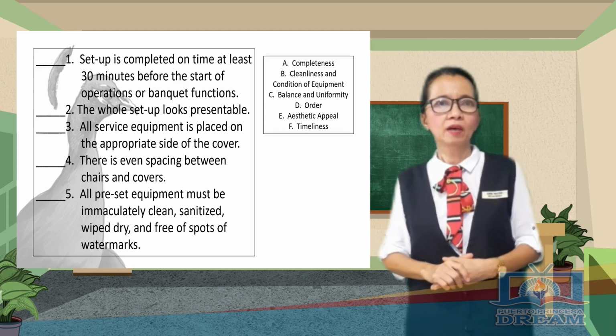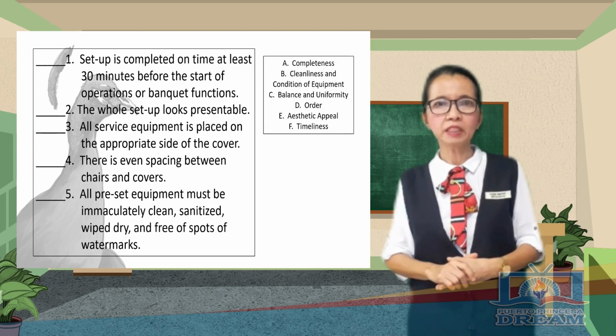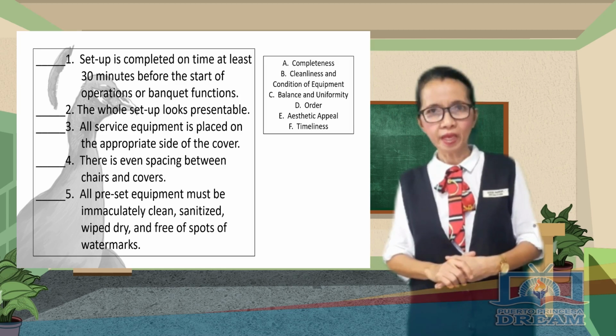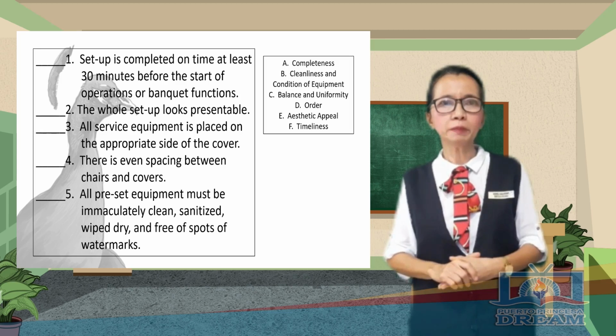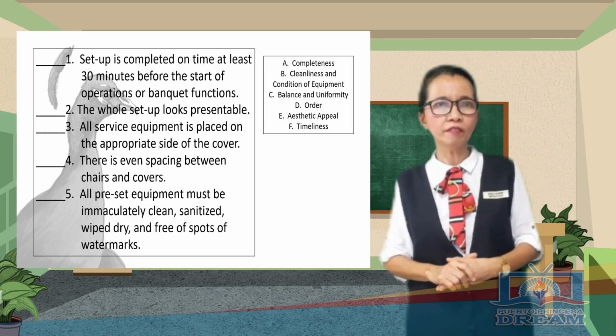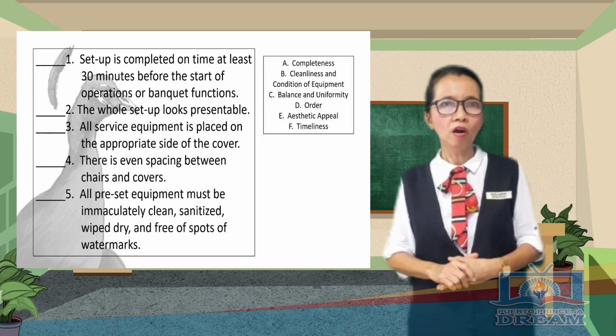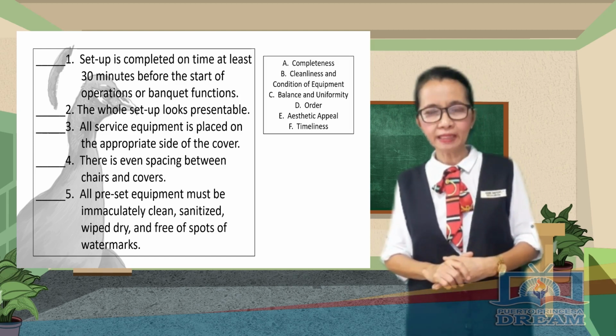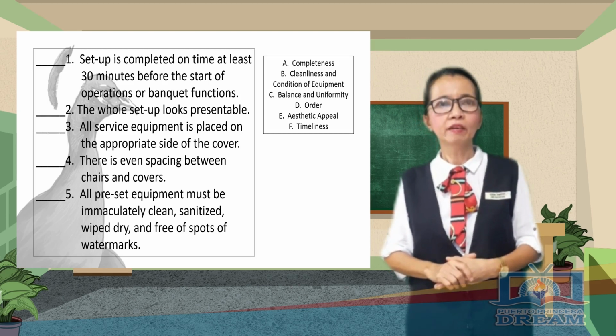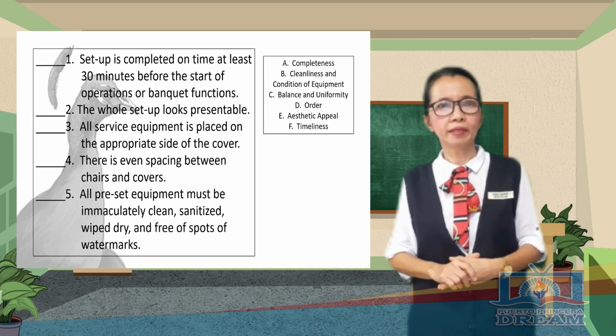Number 3. All service equipment is placed on the appropriate side of the cover. Number 4. There is even spacing between chairs and covers. Number 5. All pre-setup equipment must be immaculately clean, sanitized, white, dry, and free of spots or watermarks.